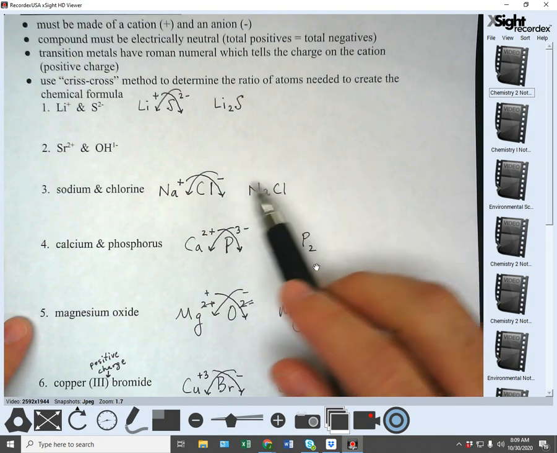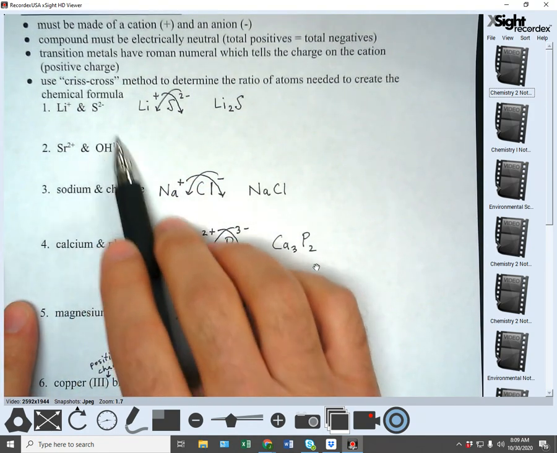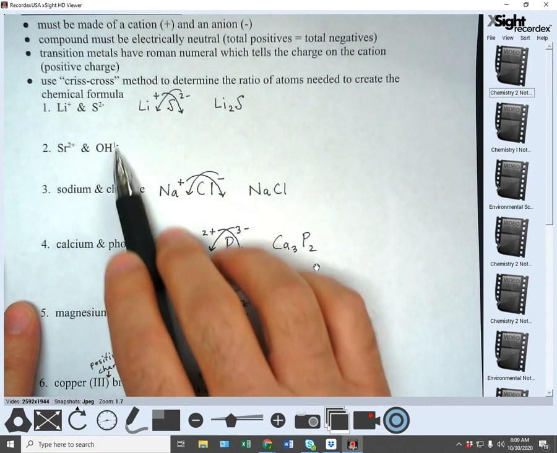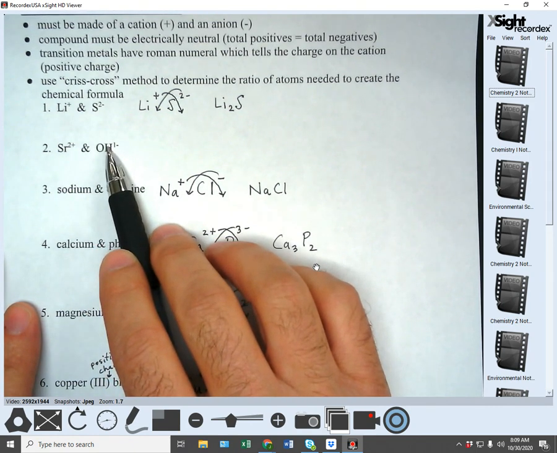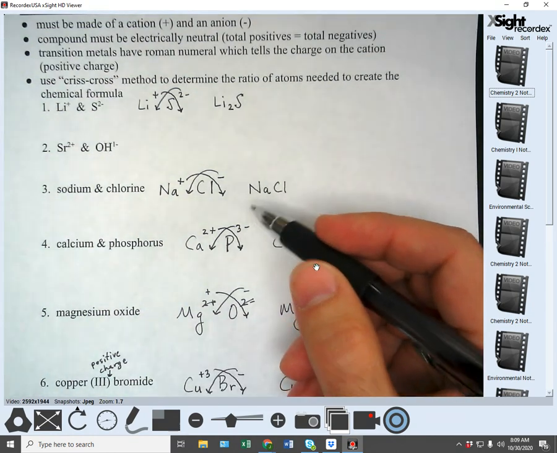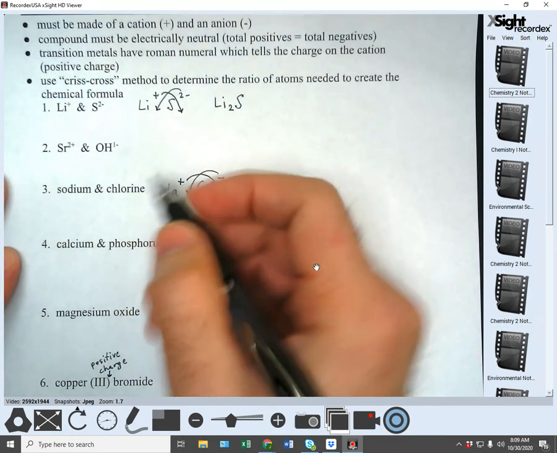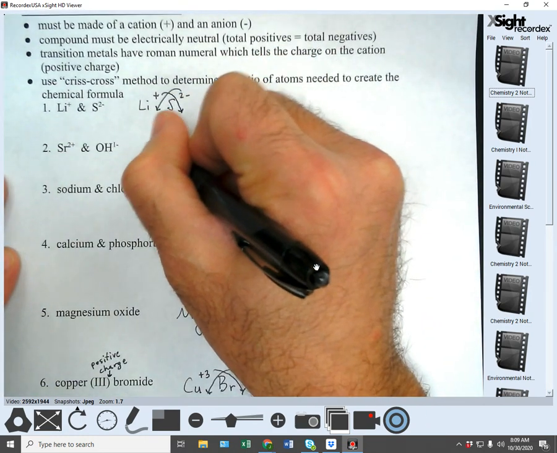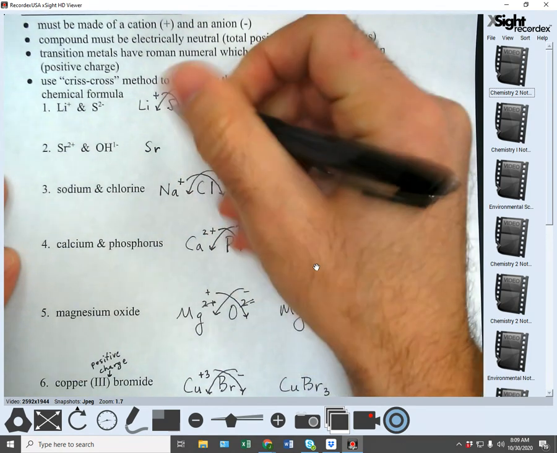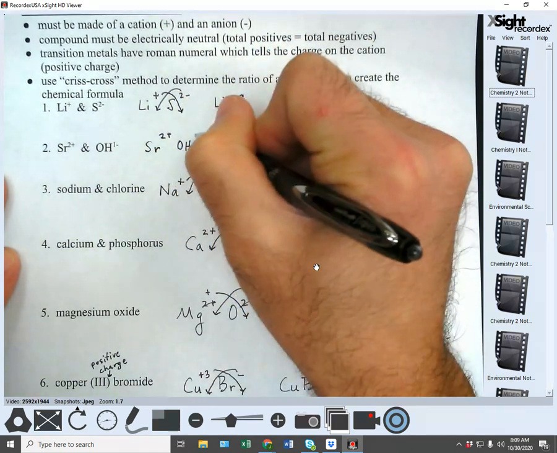Again, yesterday we were doing just the ones with the monatomic, the single. That's why I skipped over number 2, and you can see it has a polyatomic in it here. So we're still going to use the crisscross method, just like we were doing yesterday. With these, we have Sr 2 plus and OH 1 minus.